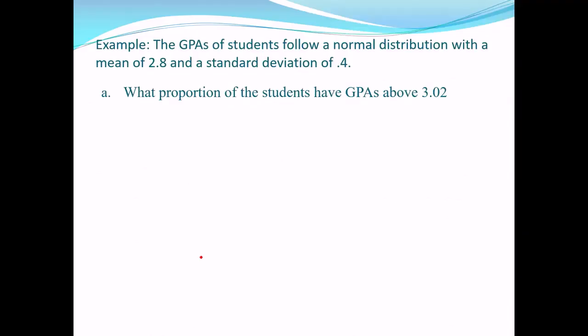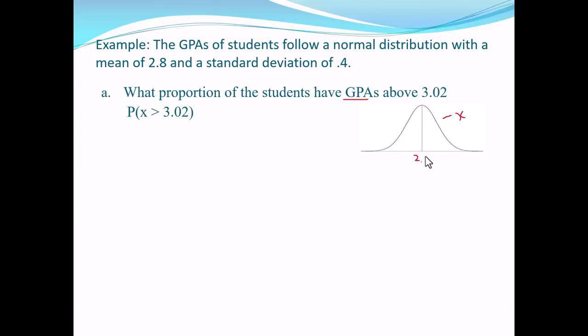GPAs of students follow a normal curve or normal distribution with a mean of 2.8 and a standard deviation of 0.4. What proportion of students have GPAs above 3.02? What a weird number to be asking about, 3.02. And yet, there you are. So we want to think about it in terms of a normal curve, except now the normal curve that we're going to be drawing, we think of these as being x's. This is how the GPAs, x is GPAs in this question, and they're not centered at 0.